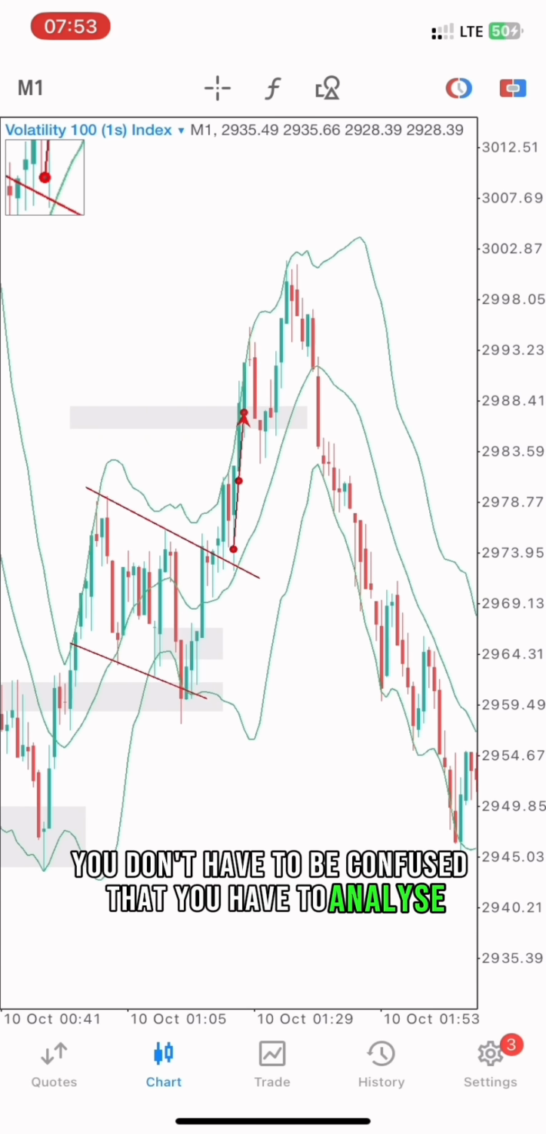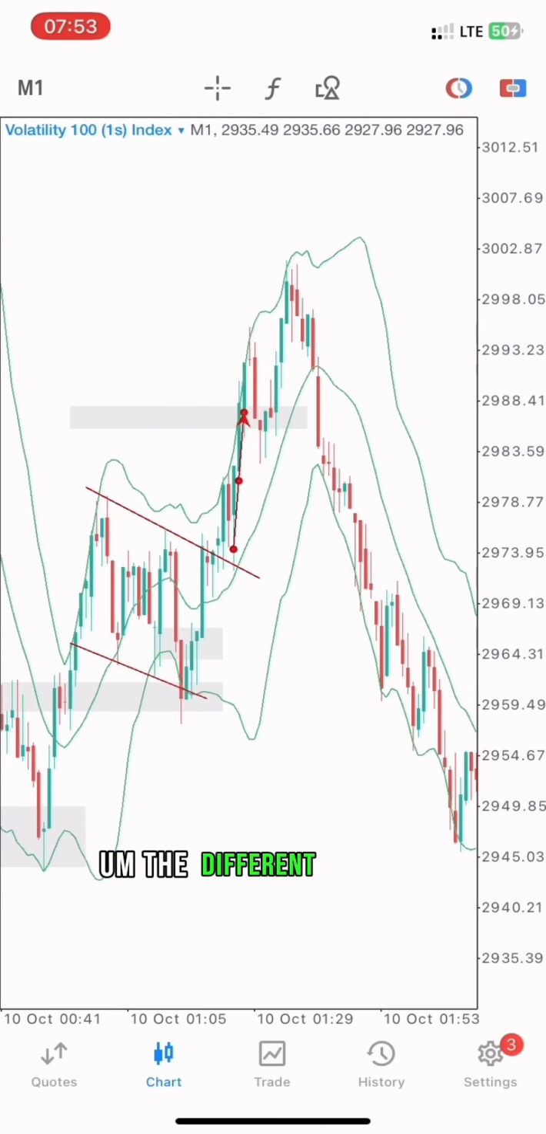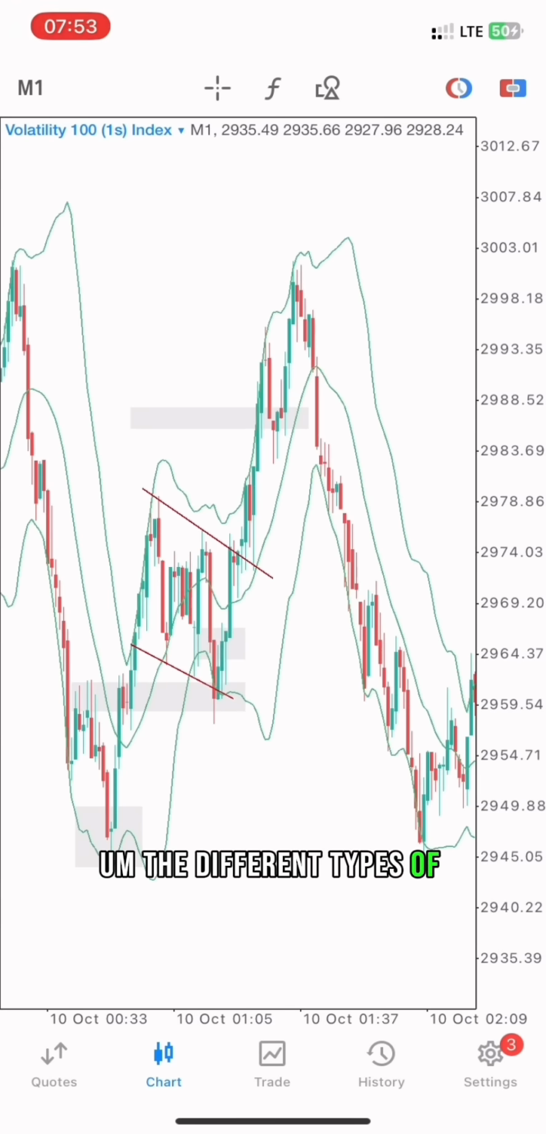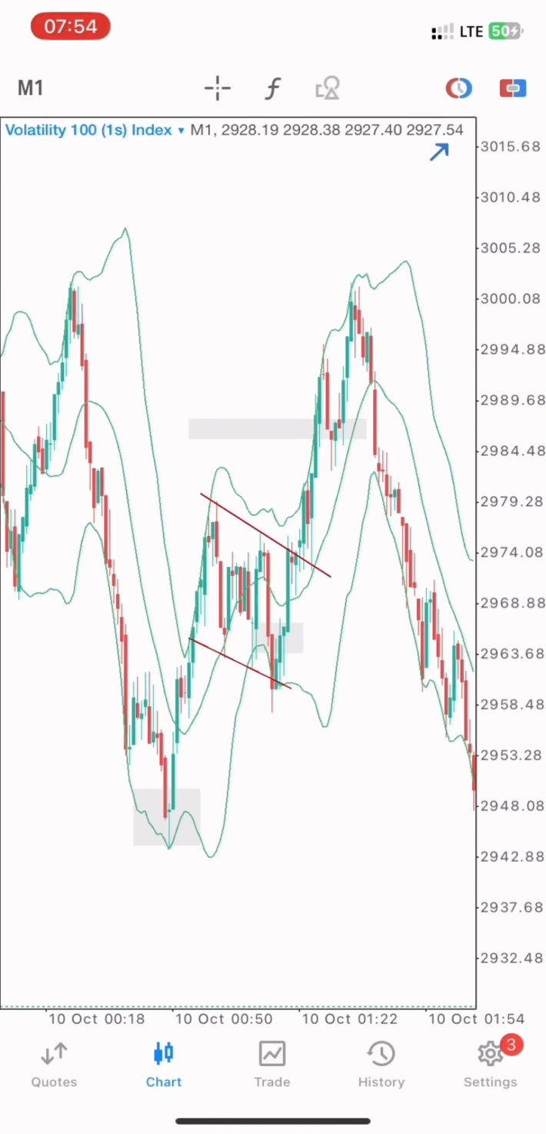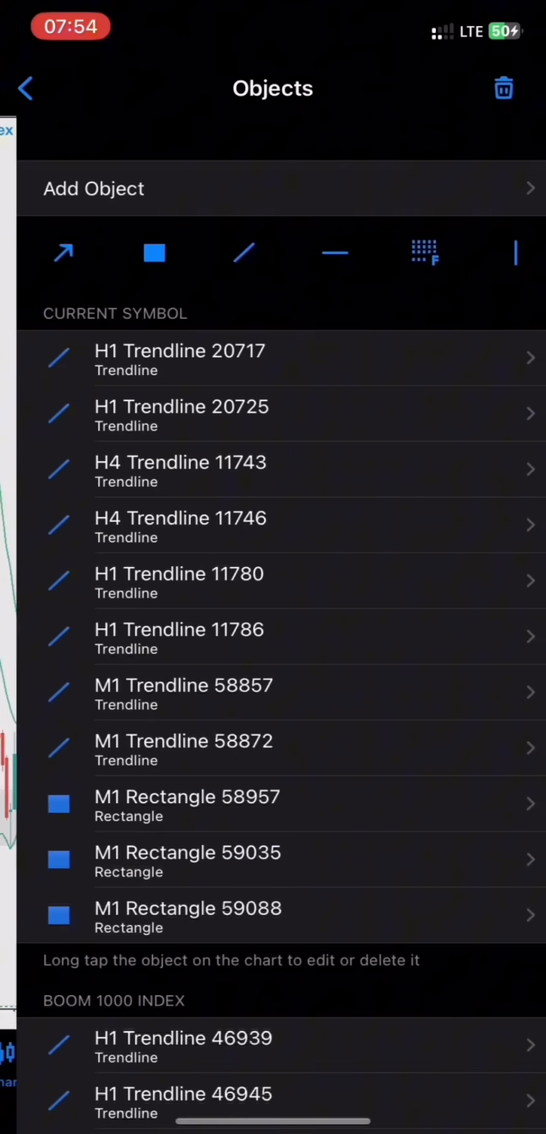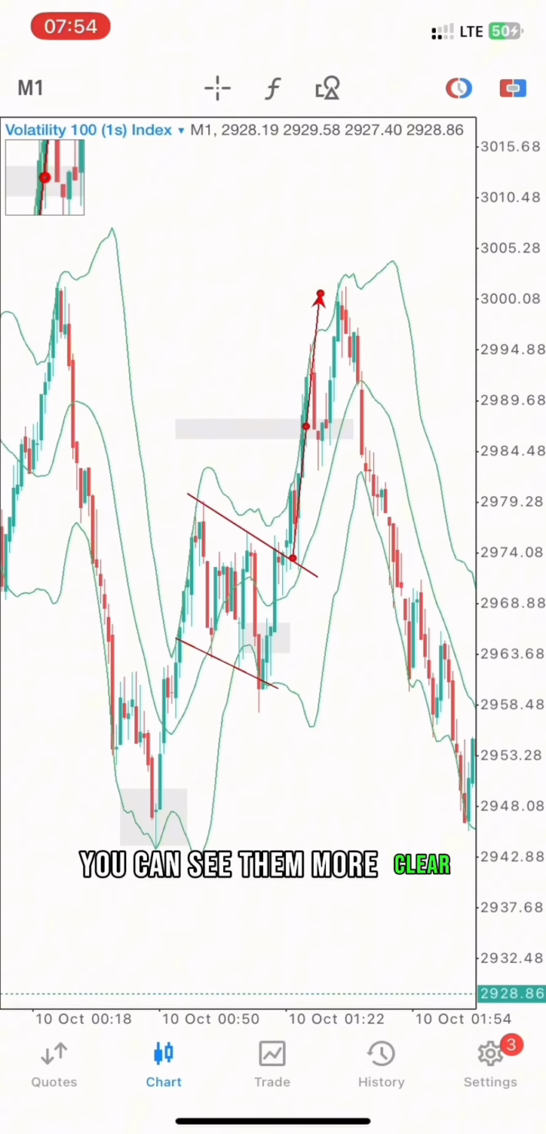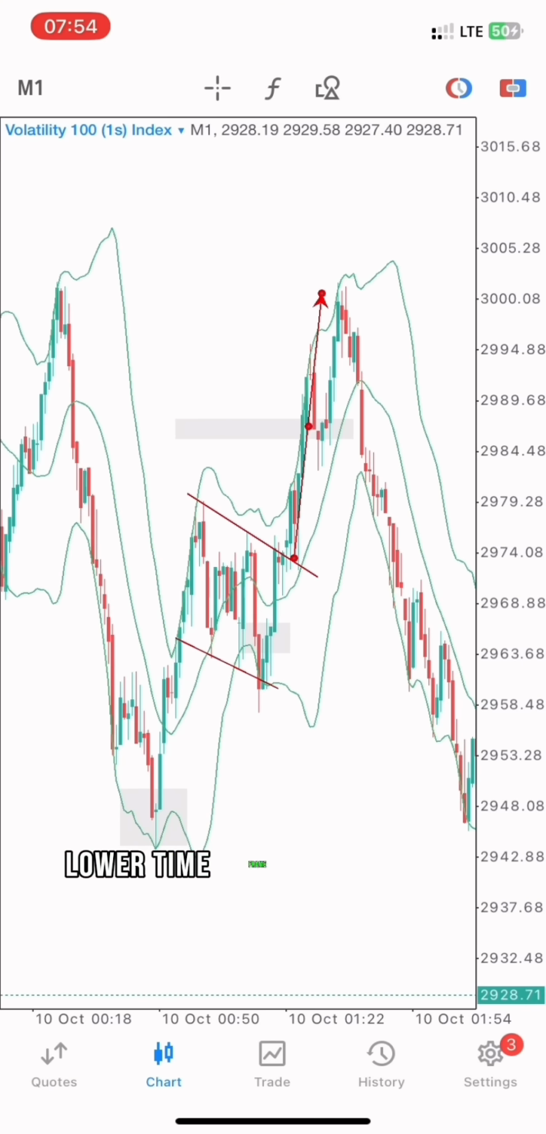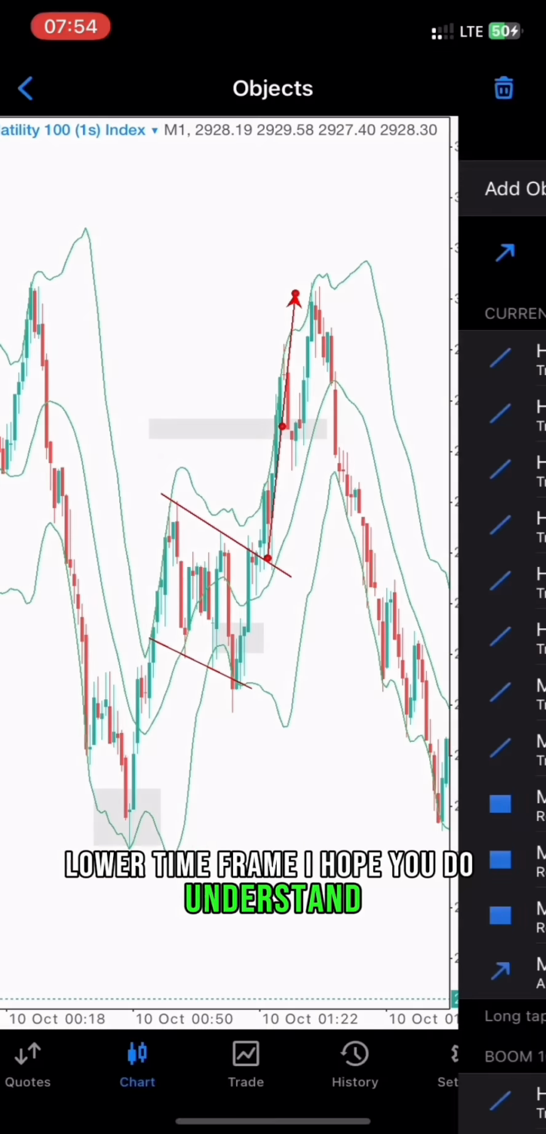You don't have to analyze all the different time frames. You can just use them for sharp entry and to see more clearly, because some trades in the higher time frame are not clear. You can see them more clearly when you go down to the lower time frame. I hope you do understand, but if you don't, please feel free to comment so that I can try to make it more clear. So that's how I do my TP there.